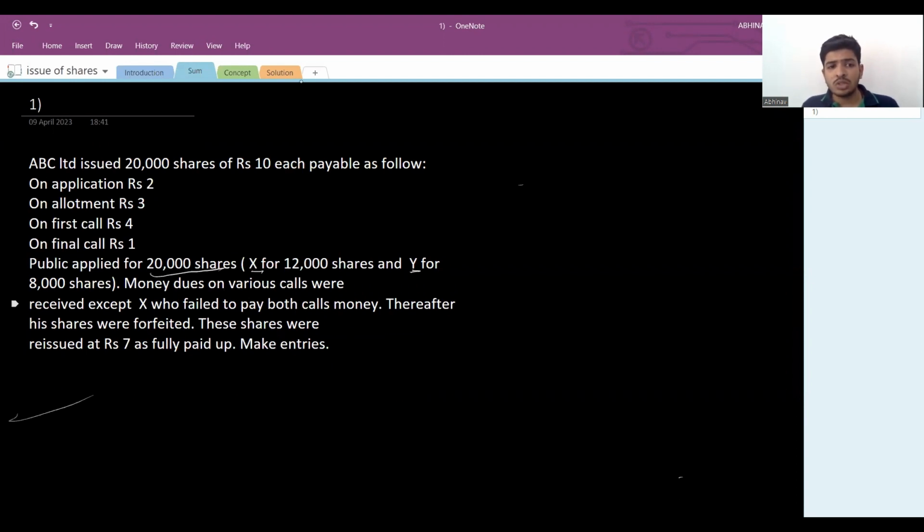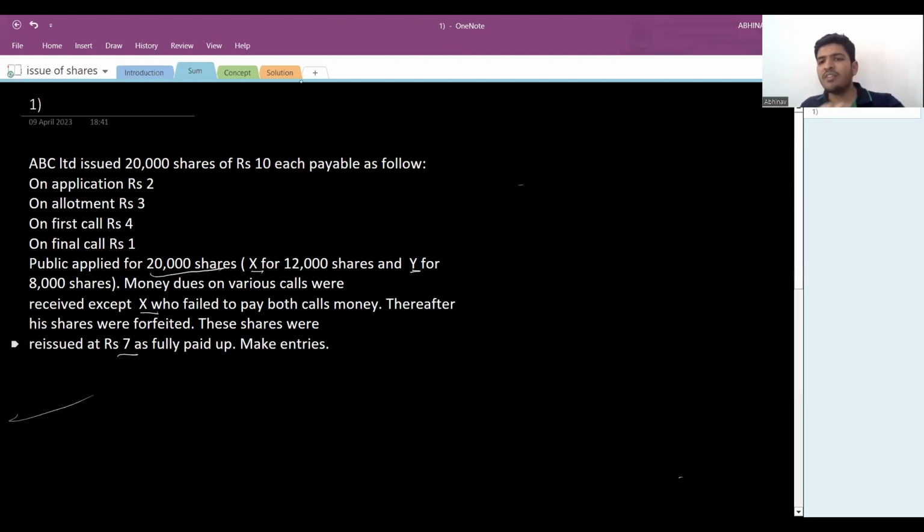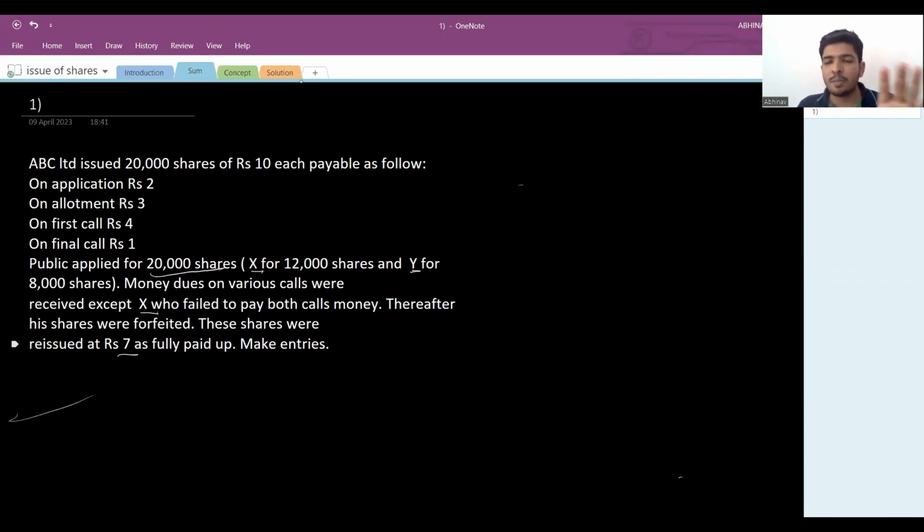Now, money due on various calls were received except X who failed to pay both calls money. Thereafter, his shares are forfeited at rupees 10. Now, every single concept is covered in this question. I'm going to explain each and every part of this question so that from the next questions, you will be doing it with me. And you may finish it before me also. But pay close attention. Once you understand this sum fully, every other sum will be simplified.